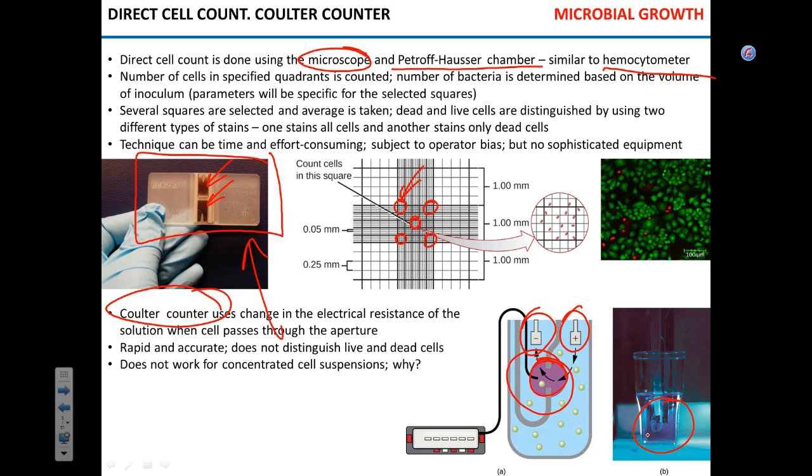The disadvantages: first, it cannot distinguish between live and dead cells. You understand why? They change the resistance the same way. And second, it only works for diluted cell suspensions. Why? Why can you not count cells in cell suspensions that are really dense?